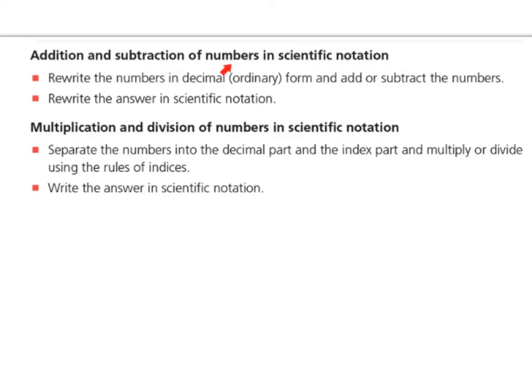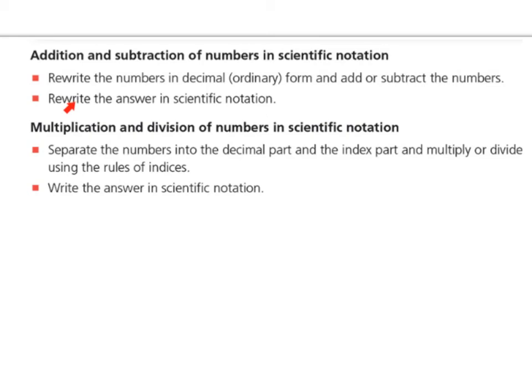Addition and subtraction of numbers in scientific notation. If we want to add or subtract numbers that are in the form of a times 10 to the power of n, so scientific notation, we rewrite the numbers in decimal, ordinary form, and add or subtract the numbers. And then we rewrite the answer in scientific notation.